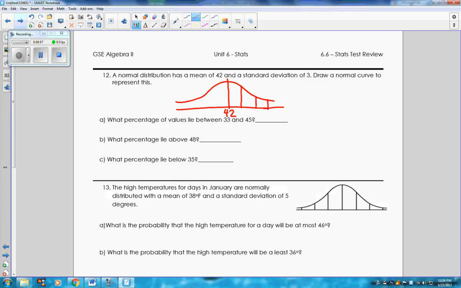So I'm going to have 45, 48, and 51. And then I'm going to subtract 3. So I'm going to have 39, 36, and 33.